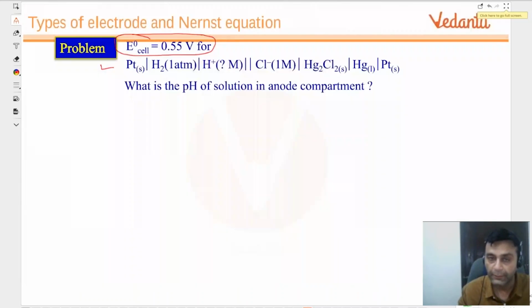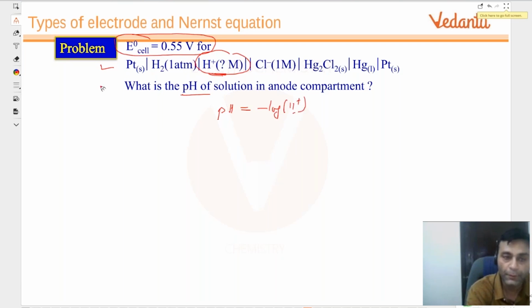Now, here we have to find out this H positive ion concentration. Rest is all given to us. If I find the value of the H positive ion concentration, I can find out the pH value. You know the formula for the pH. pH is equal to negative logarithm of H positive ion concentration. So first of all, what we do, we convert this like this.